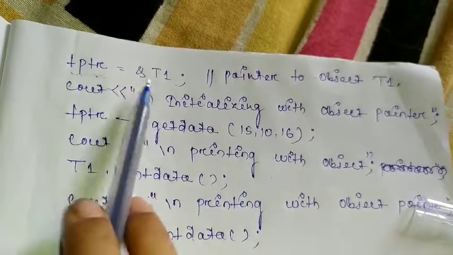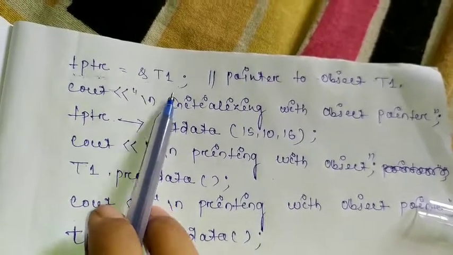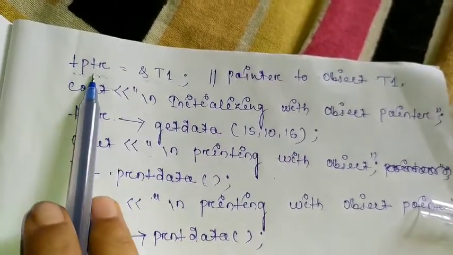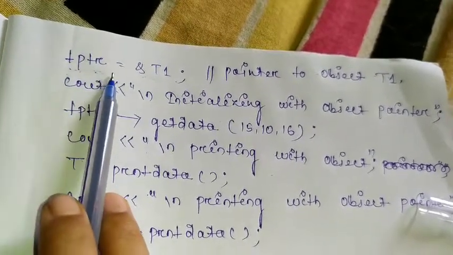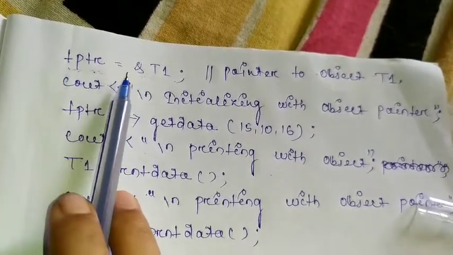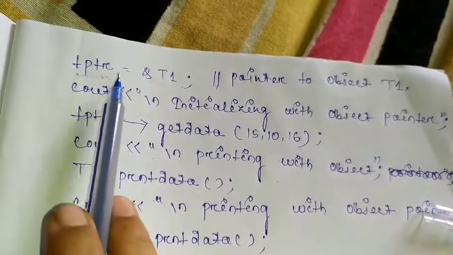That means these two are variables. Okay, these two are variables, but it is a pointer. As it is a pointer, what will it store? It will store the address of another variable. So what is that other variable?